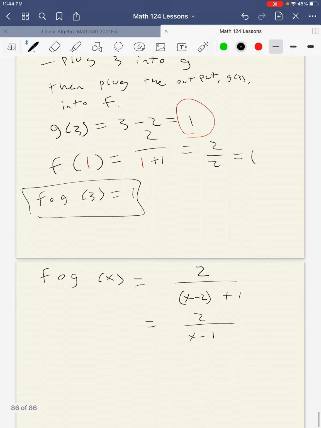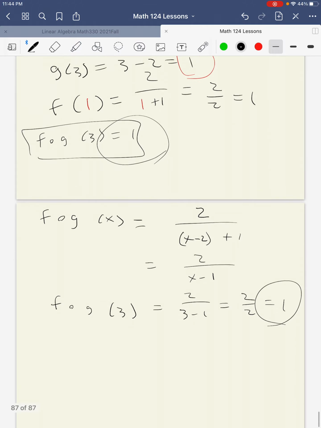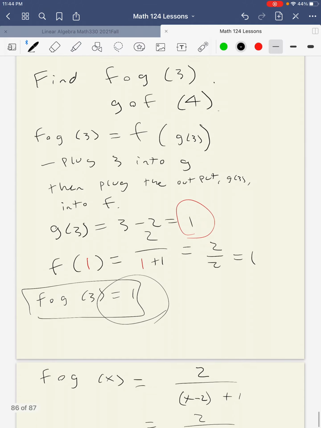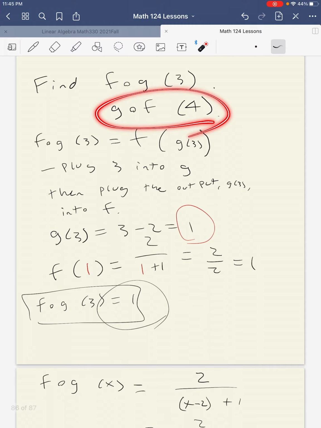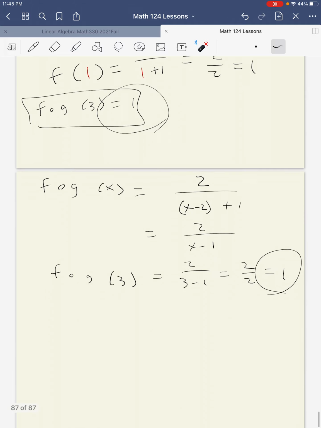Right, and then if we plugged a 3 into here, we would get 2 over 3 minus 1, 2 over 2, which is 1. So we do get the same answer. Okay, the next question was g of f of 4. So that means you plug a 4 into f, and we take the result and plug that result into g.